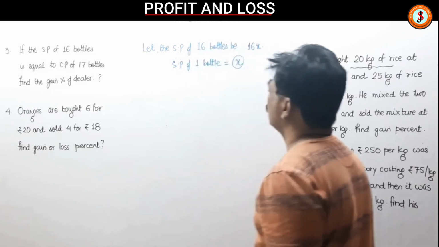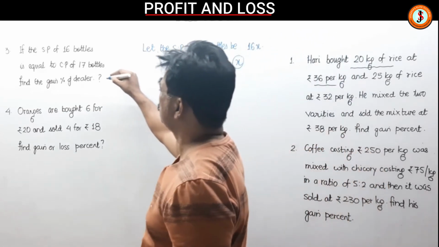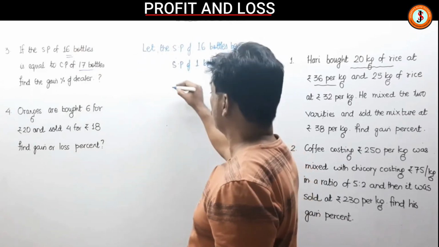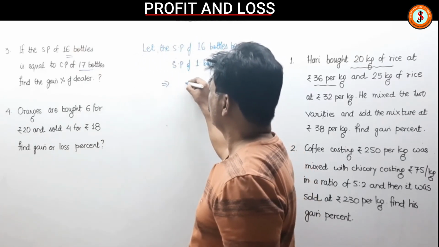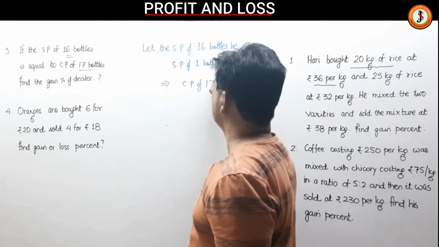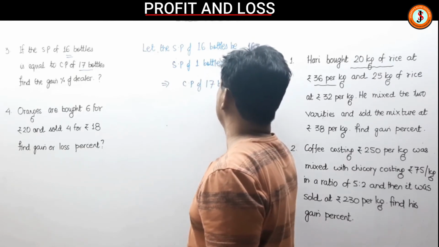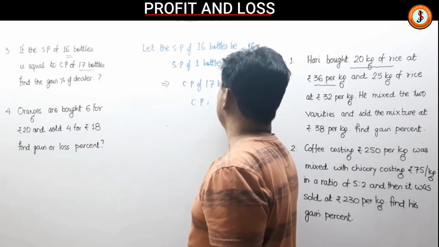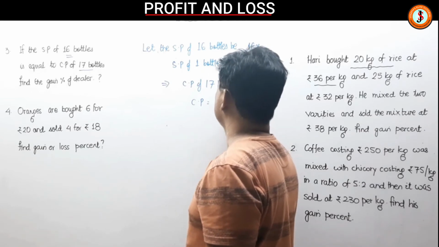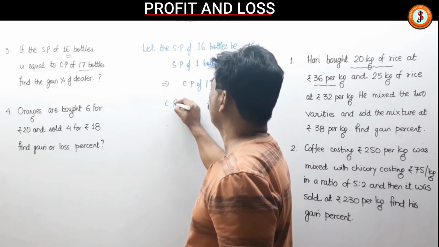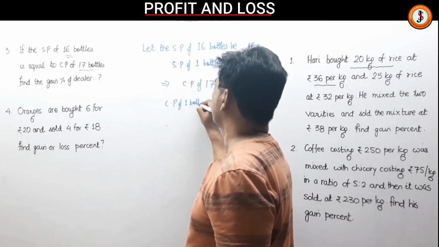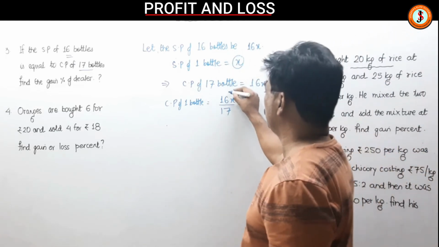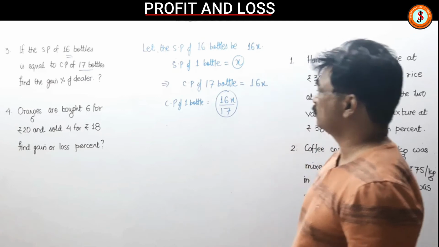So we go this way. Now we go to the CP, but CP of 17 bottles is equal to SP of 16 bottles. So I can write, this implies that CP of 17 bottles will be equal to SP of 16 bottles, which is equal to 16x. So CP of one bottle will be equal to how much? 16x divided by 17. This is CP of one bottle. So CP of one bottle will be 16x by 17. Alright. So we got this.